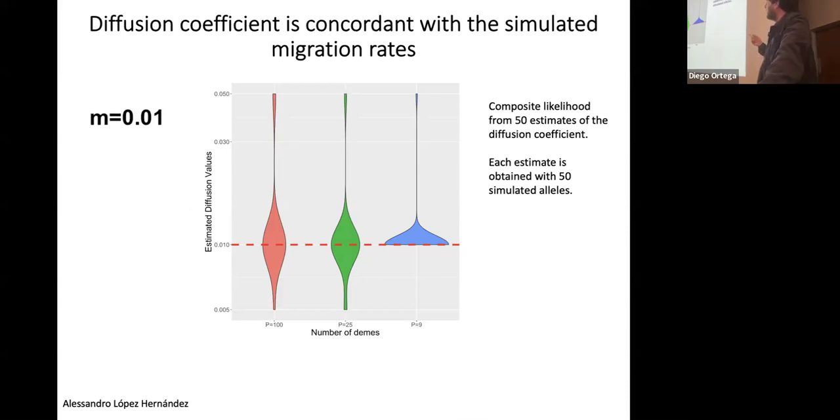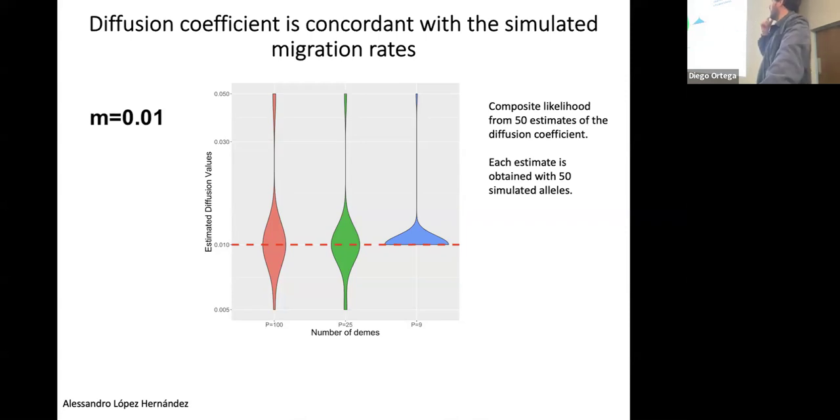And basically what he has seen is that based on this likelihood function that he has, he can basically estimate well how much an allele migrates between neighboring populations. So the real value over there is the red line, and the estimates are shown over there on the y-axis.